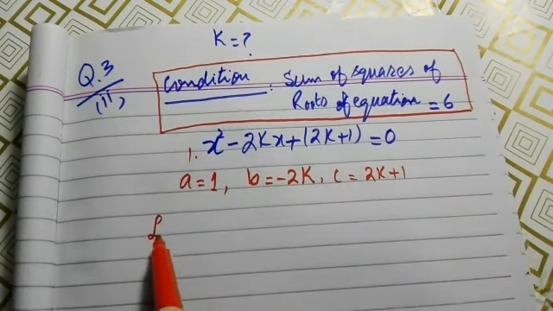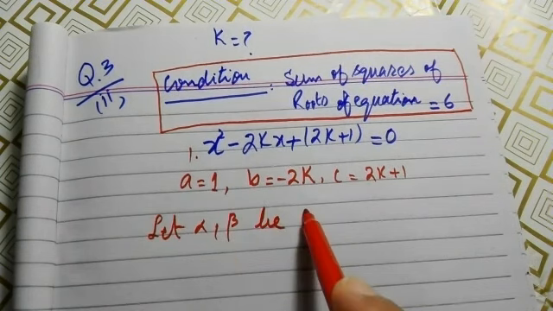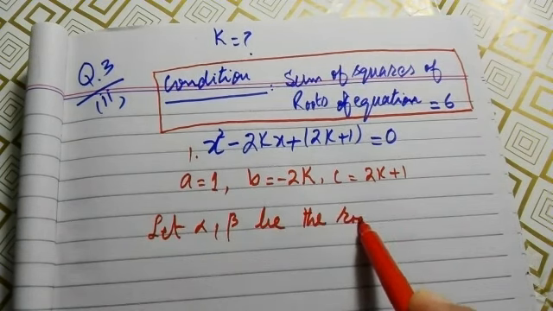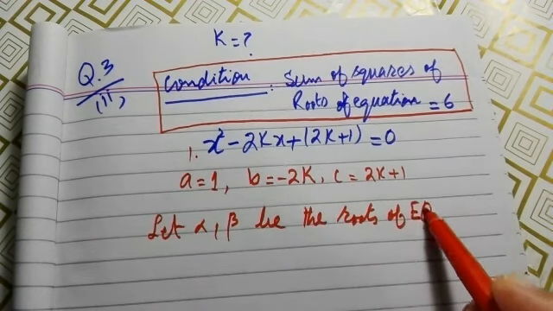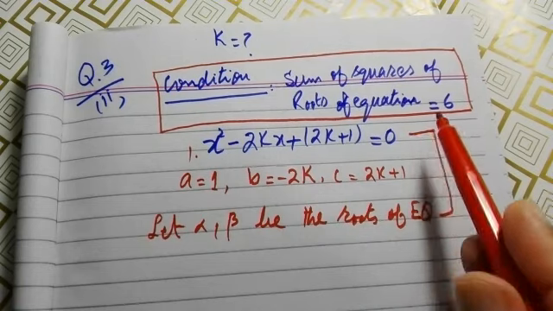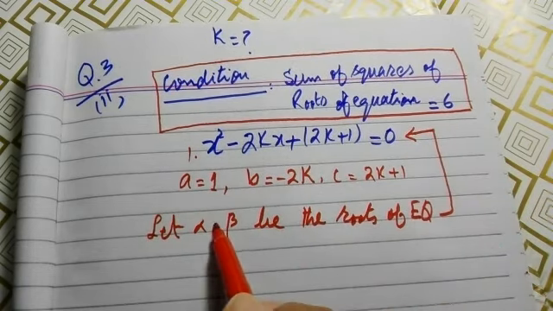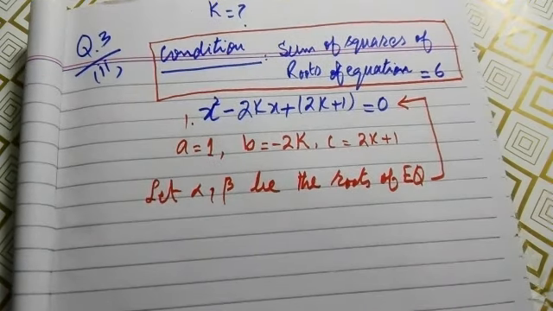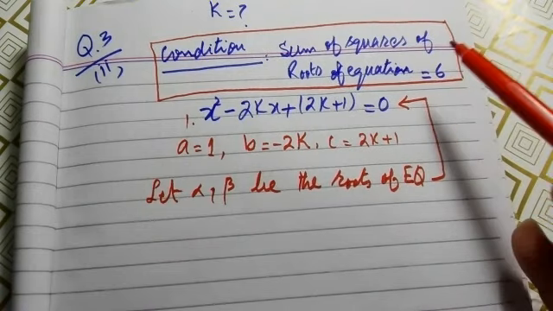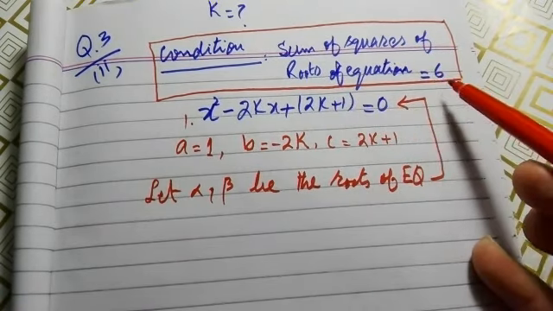We will assume that alpha, beta be the roots of equation, which equation is given right here. And if these are the roots of equation, then we are provided a condition in the very beginning of the question that sum of squares of roots of equations equal to 6.